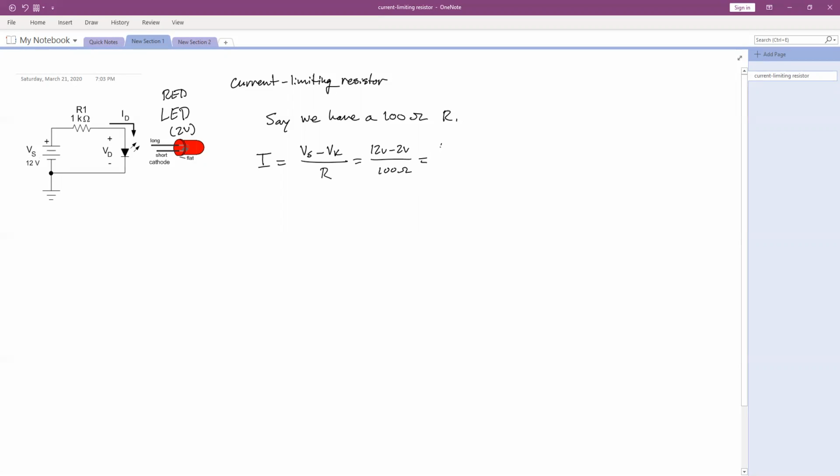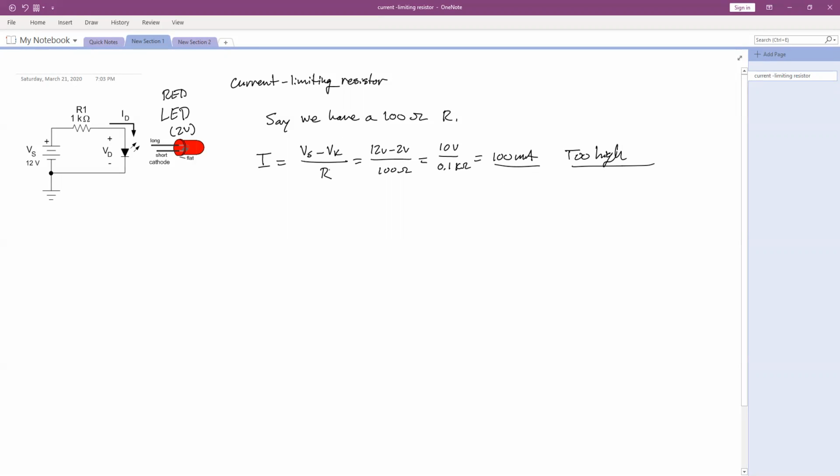This is going to be 10 volts divided by 100 ohms, or we could say 0.1 kiloohms. So we're going to get an answer that is 100 milliamps. So that's too high. That's going to be a current that's not going to be safe for that diode.